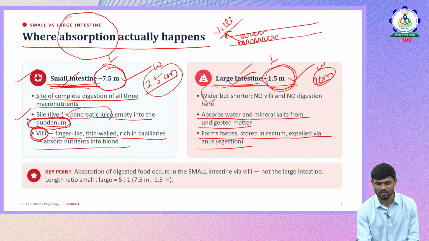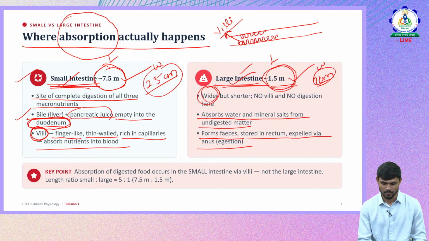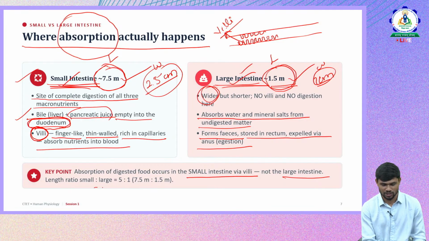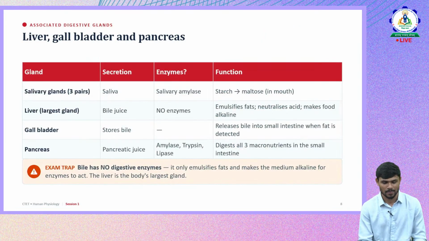It is wider in nature, which is why it is the large intestine, whereas the small intestine is narrow, which is why it is the small intestine. But lengthwise, it is the small intestine which is bigger. The ratio is also given here. This is what we need to remember with respect to the small and large intestine and absorption. Questions were asked from these concepts in previous years, which is why we are discussing them.